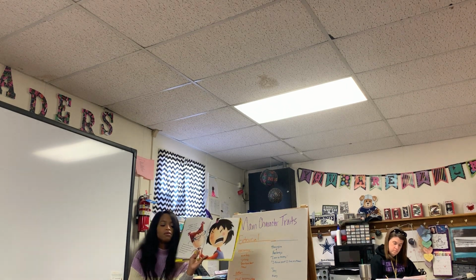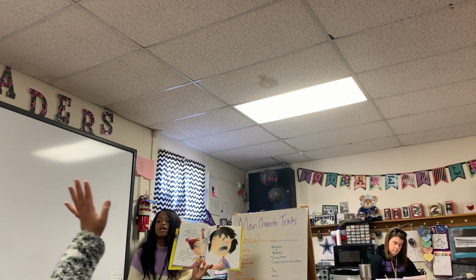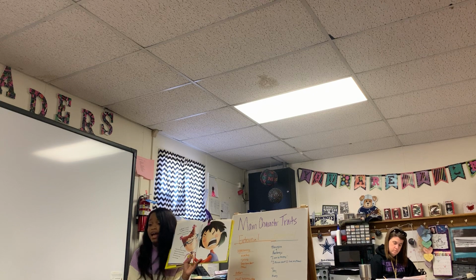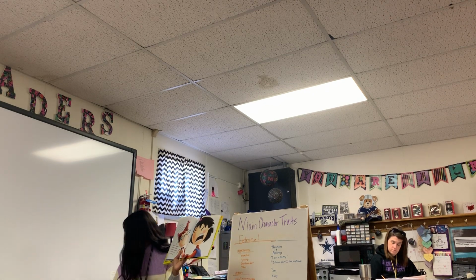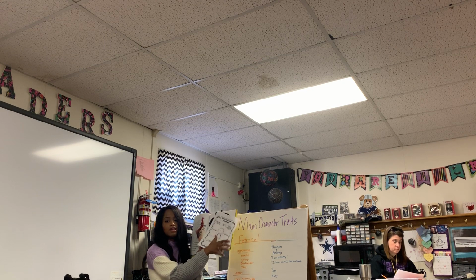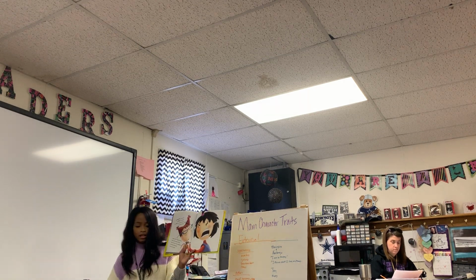So what feelings could Mean Jean be feeling? Jacob: mad. You could write that down for personality. Personality starts with a P. Right here. Personality: mad. M-A-D. Easy.